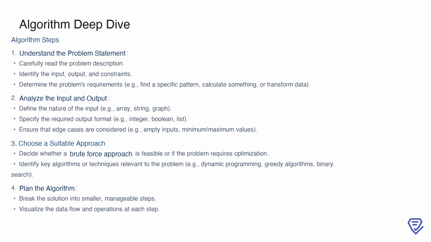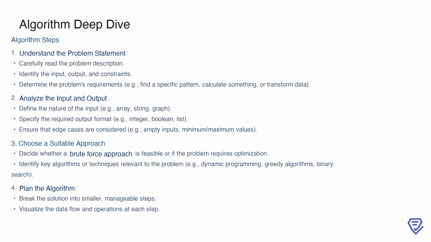Once you have clarity on these aspects, the next step is to analyze the nature of the input and output. This includes defining their structure, accounting for edge cases like empty inputs or extreme values, and ensuring your solution handles these scenarios properly. After that, you should select an appropriate approach. Sometimes a brute force method might suffice, but in many cases, optimization is needed.